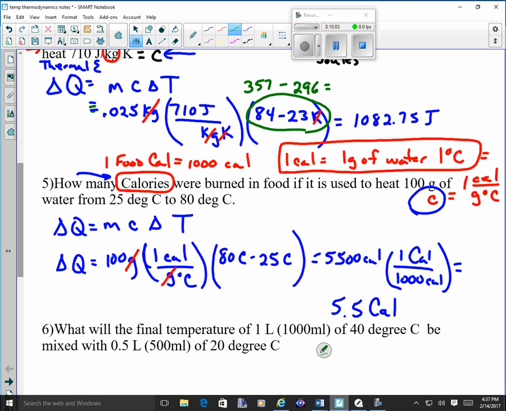Well, if you notice, I'm still going to get the same answer. They both give me an answer of 61. That's 61, and this is 61. So I don't really have to convert Kelvin to Celsius if I'm trying to find the change in temperature. Okay, let's go down to number 6 now.